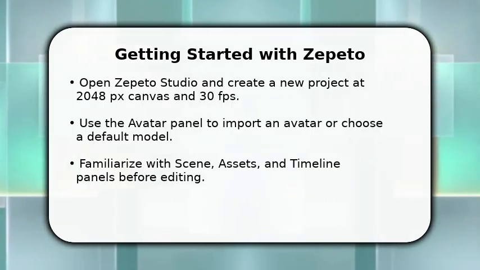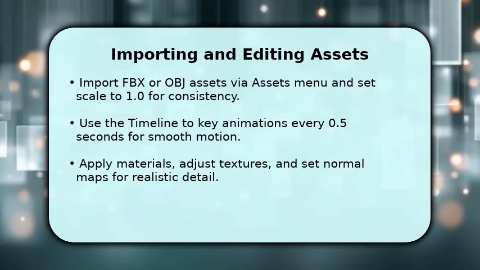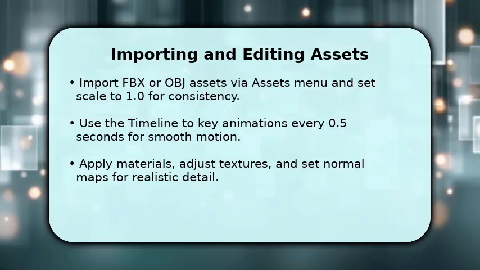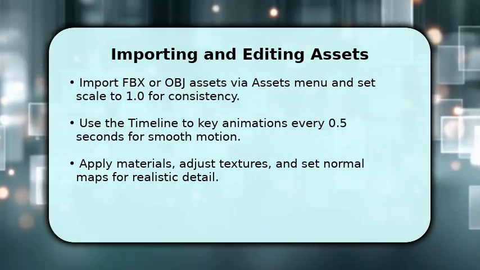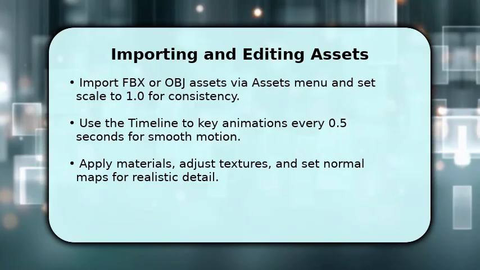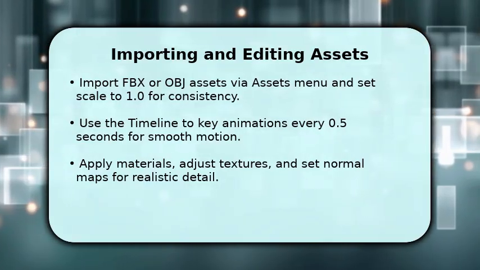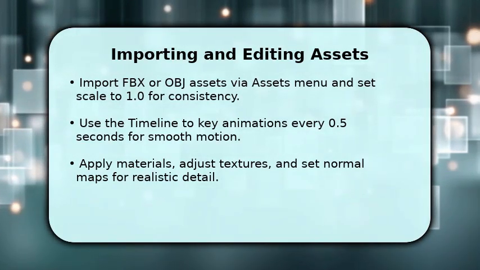Import FBX or OBJ assets via the Assets menu and set scale to 1.0 for consistency. Drag materials and textures onto mesh surfaces to apply appearance changes. Adjust normal maps and roughness values to improve realistic detail and lighting response.